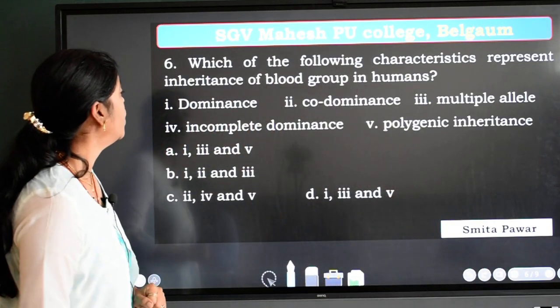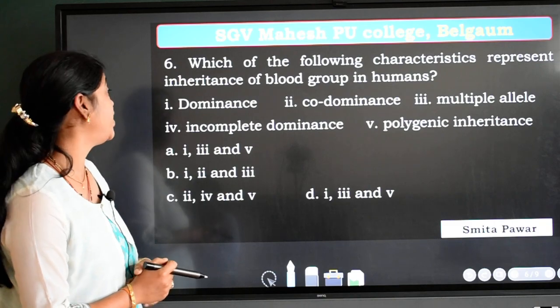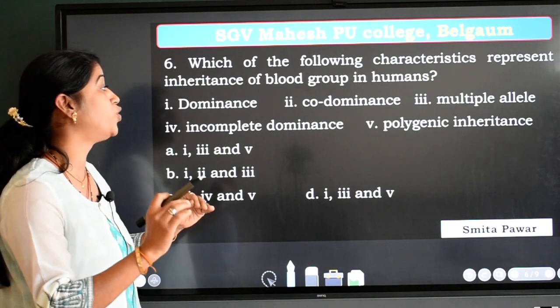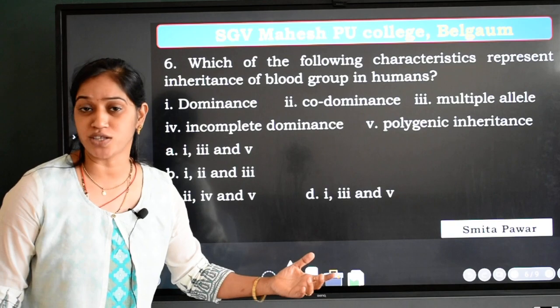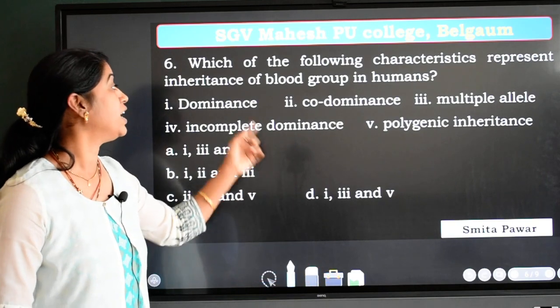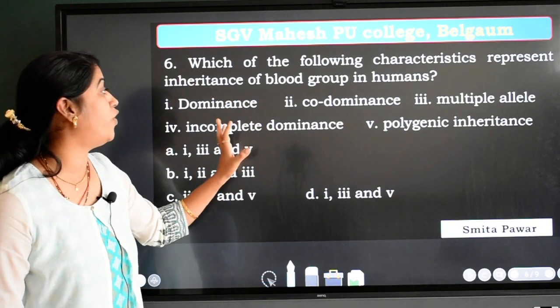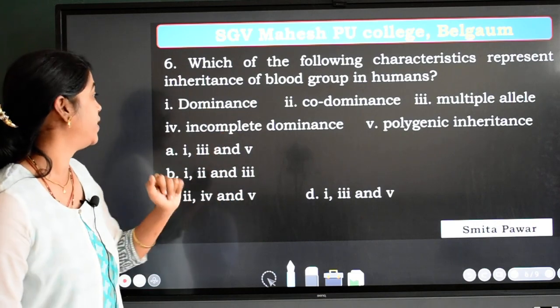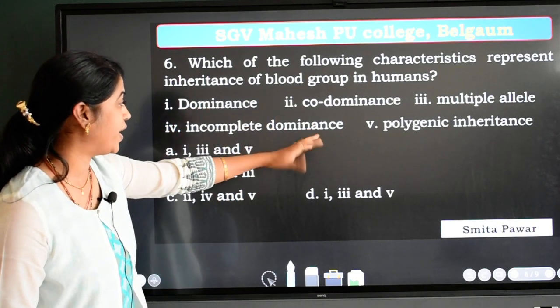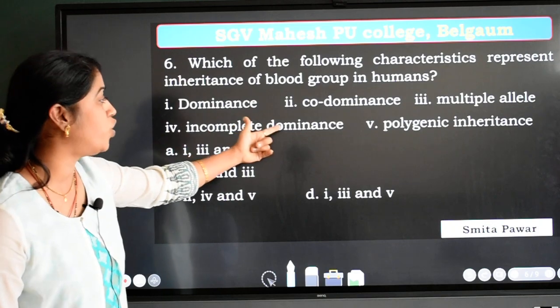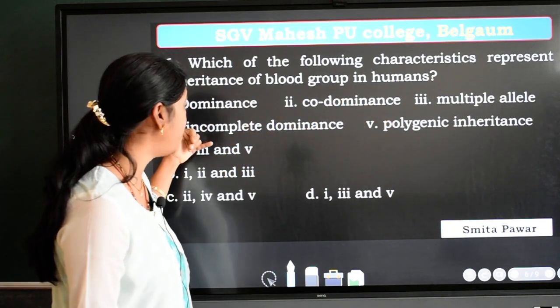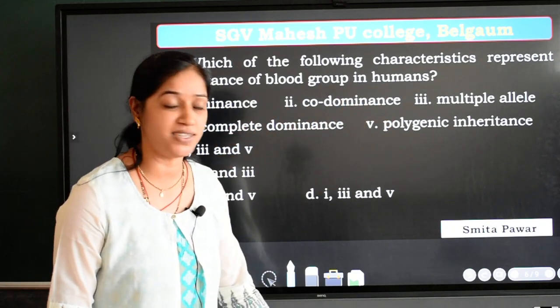Which of the following characteristics represent inheritance of blood group in humans? We have got laws in this chapter. We have to see which laws stand for the blood groups. Now, they have given five conditions here. Dominance is there, codominance is there, multiple allele is there, incomplete dominance is there, and polygenic inheritance is there.